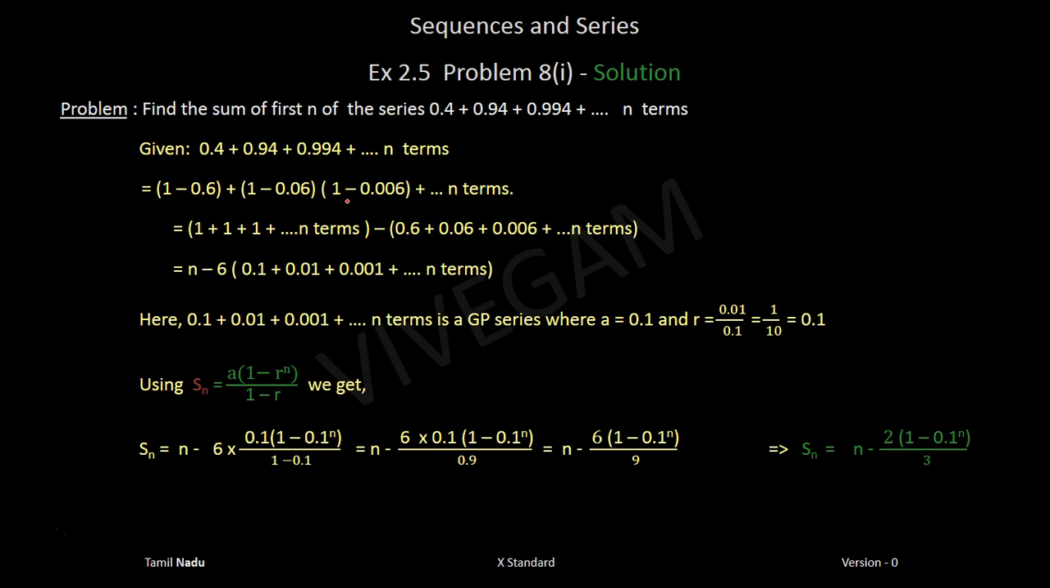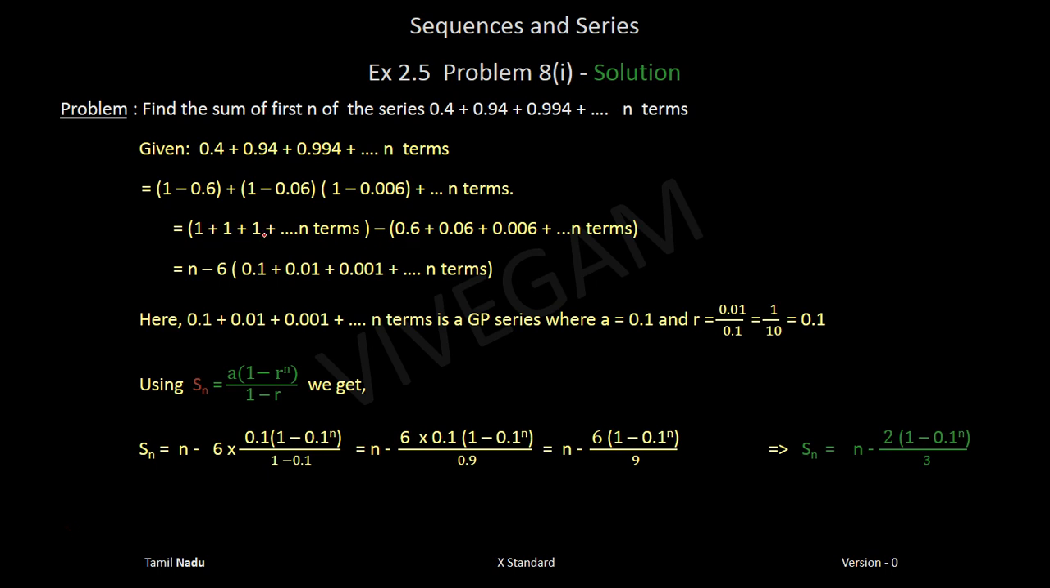So you have n terms, which means you will have n ones, 1, 1, 1 n terms, so we'll separate it out. So you'll get 1 plus 1 plus 1 n terms and take minus commonly out. So you will get 0.6, 0.06, 0.006. That is again n terms, right? Because every term had two numbers, so each of them will get repeated n times. Okay. So now you have broken it into two series.